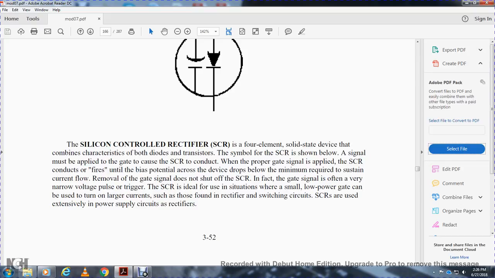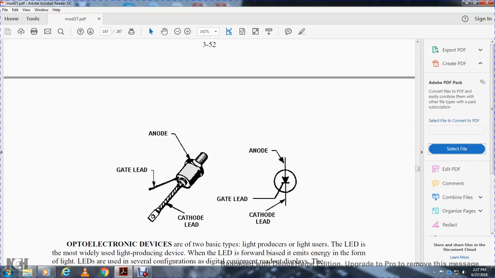Removing the gate signal does not shut off the silicon controlled rectifier. In fact, the gate signal is often a narrow voltage pulse used as a trigger. The silicon controlled rectifier is ideal for situations where a small, low power gate signal is used to turn on large currents, such as those found in rectifier switching circuits. It is used extensively in power supplies and rectifiers. The illustration shows the anode, gate lead, cathode lead, and the gate, anode, and cathode.